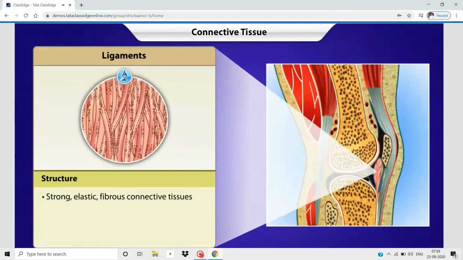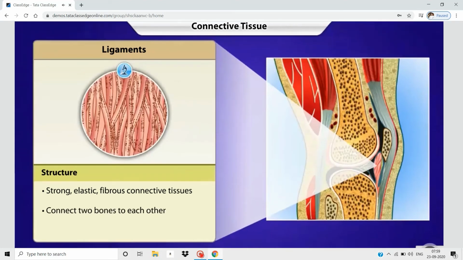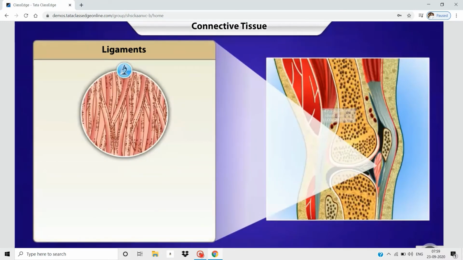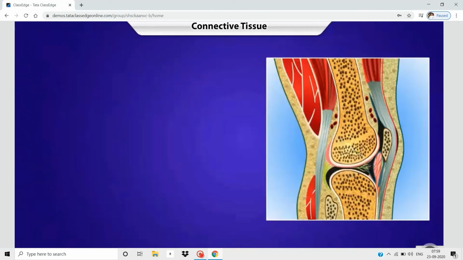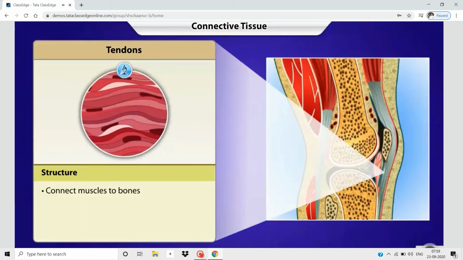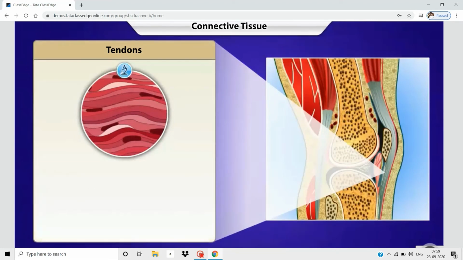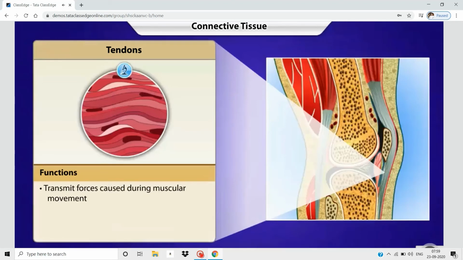Ligaments are strong, elastic, fibrous connective tissues that connect two bones to each other. Ligaments control the movement of the joints. Tendons connect muscles to bones and are made up of fibrous connective tissue that is strong but not flexible. Tendons transmit forces caused during muscular movement.